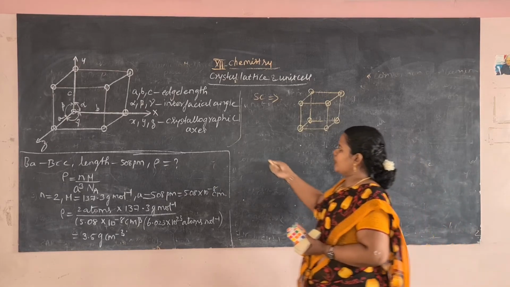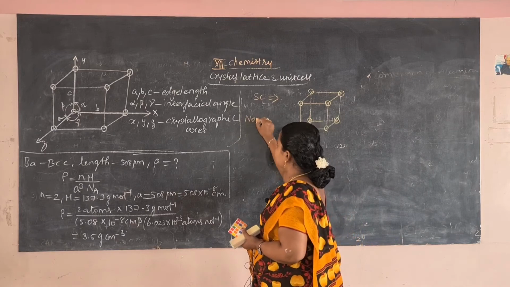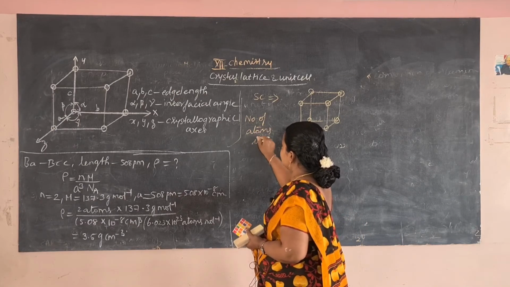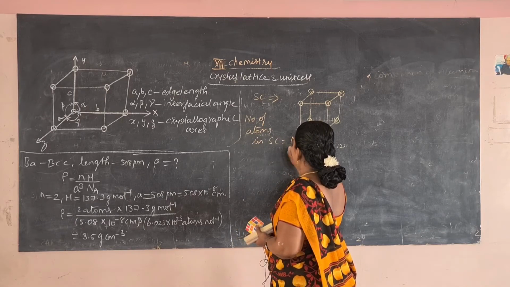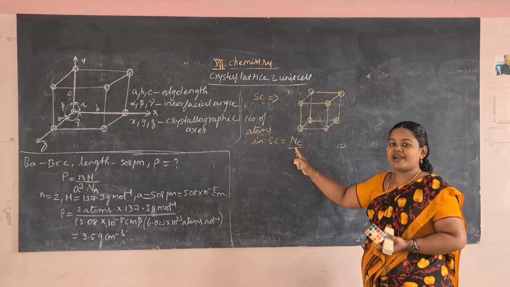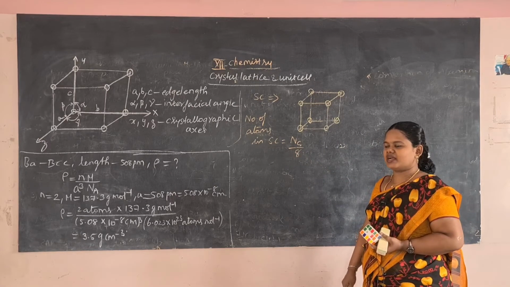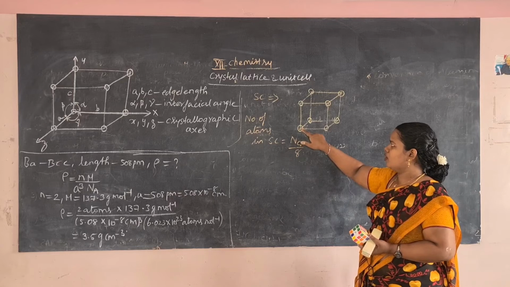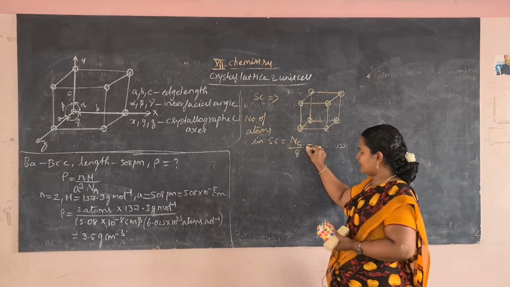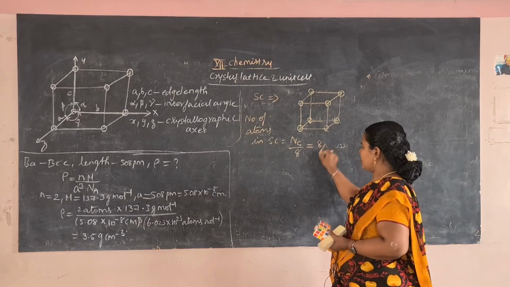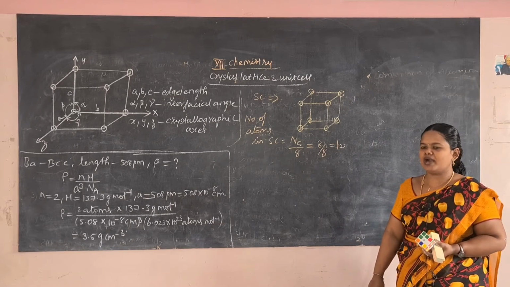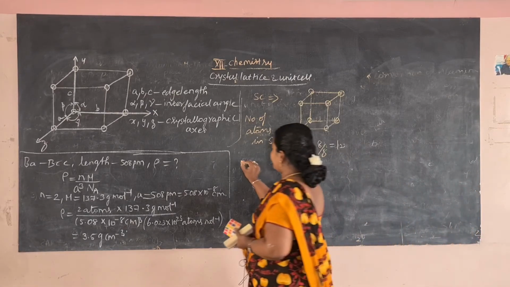So the number of atoms in SC is equal to NC by 8. NC is the number of atoms at the corner. How many atoms are there in the corner? You can count. This is one corner. 1, 2, 3, 4, 5, 6, 7, 8. So there are 8 atoms at the corner. So 8 by 8 is equal to 1. So the number of atoms in an SC unit cell is 1.